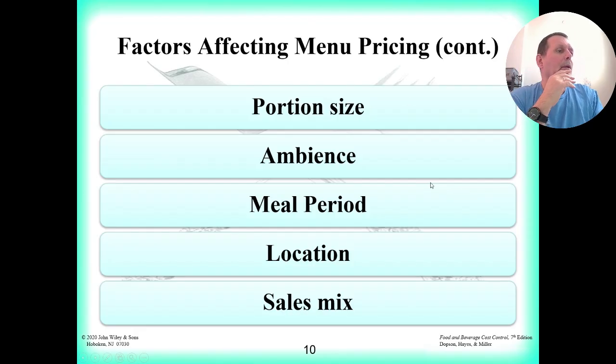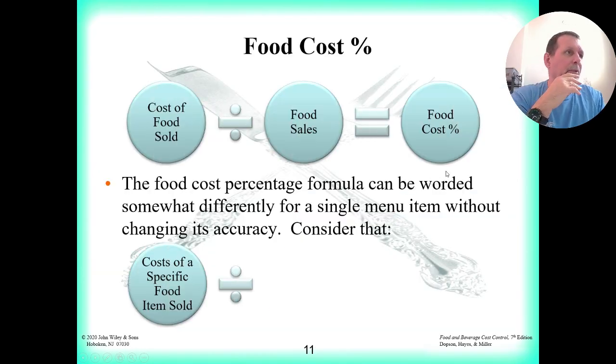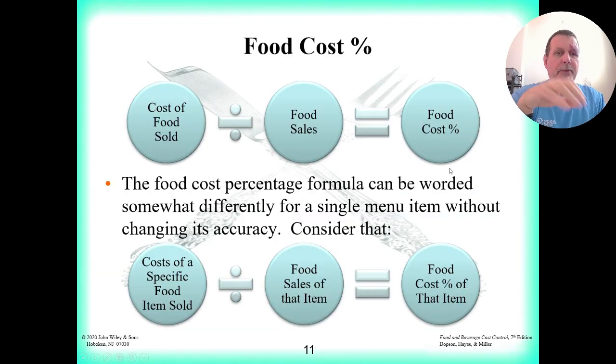Okay. Let's see. So food cost percentage. We know how to do the food cost percentage for our overall food cost percentage, right? So cost of food divided by food sales equals our food cost percentage. The food cost percentage formula is worded somewhat differently for a single menu item. So it's cost of specific food divided by the sales of that specific food is that specific food's food cost percentage. That's an important thing to understand.